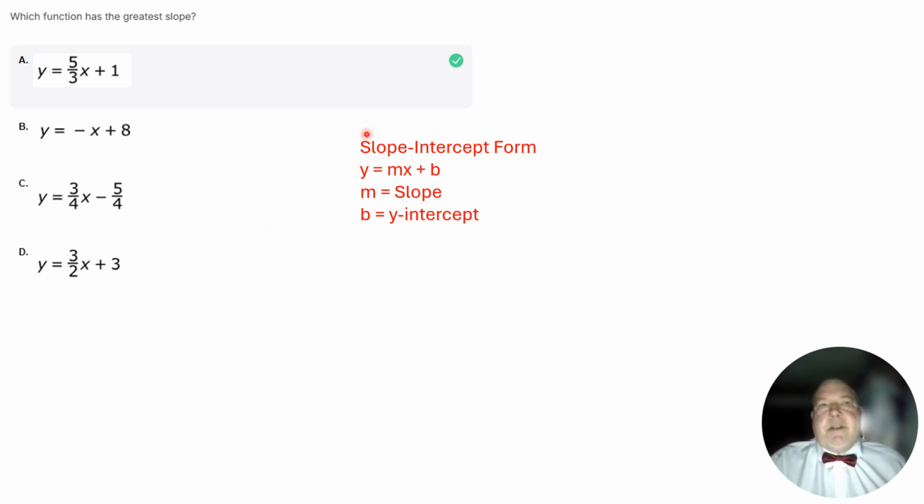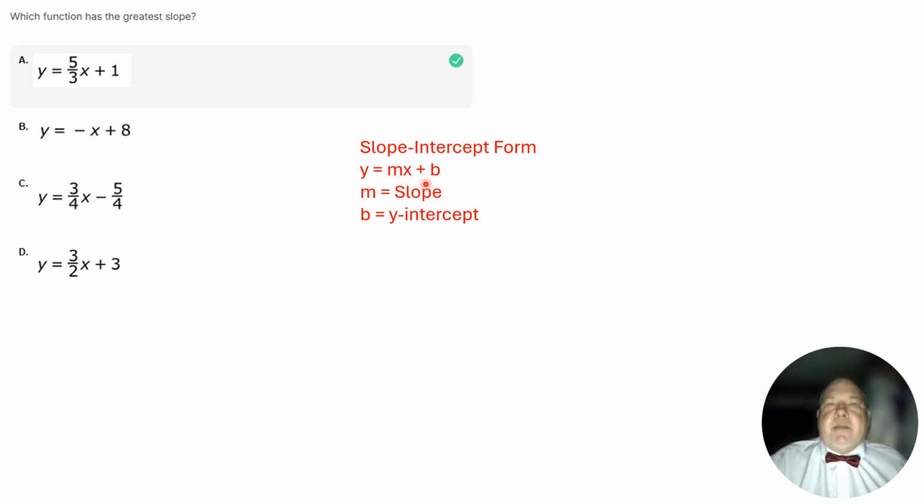This question asks us which function has the greatest slope. And they've actually made this pretty easy for us as long as you recognize that these are in slope-intercept form. All four of these functions are in slope-intercept form. And as a reminder, here's what slope-intercept form looks like.